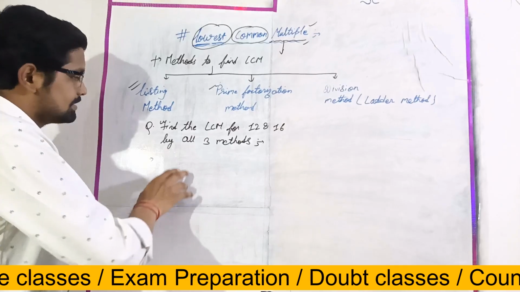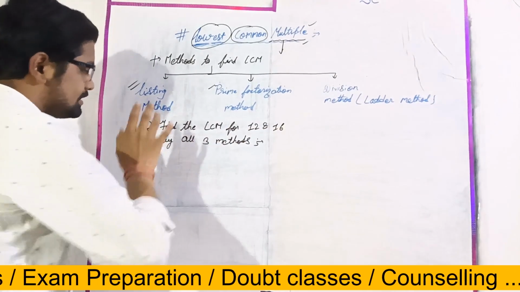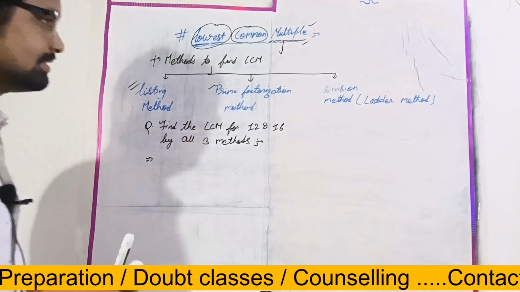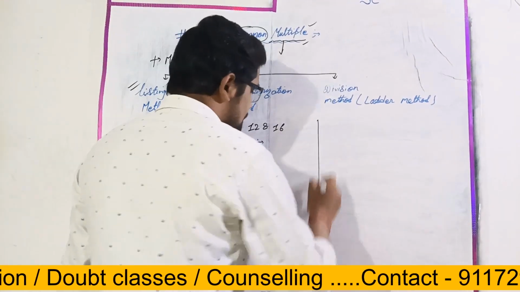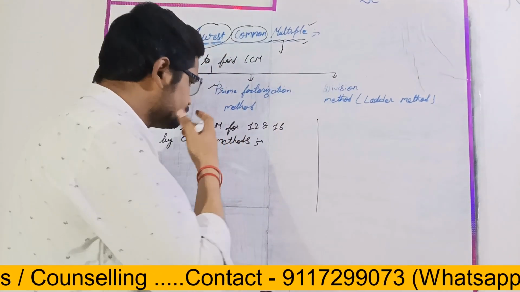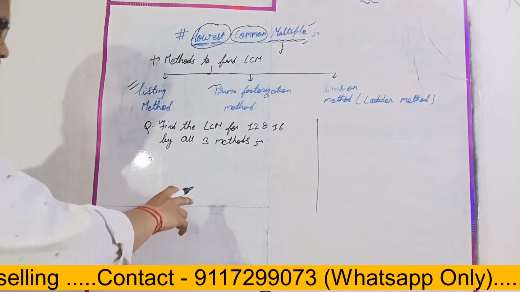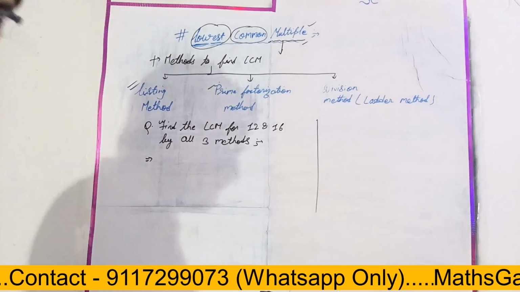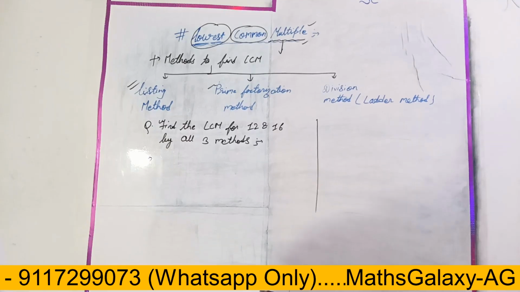Now let's see here, find the LCM of 12 and 16 by all three methods. This is your classwork. Now there is a homework for you. Till then, please note it down.